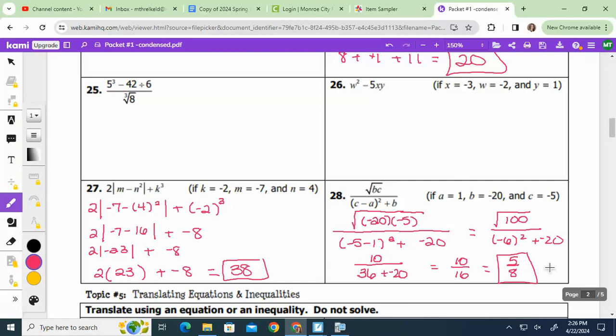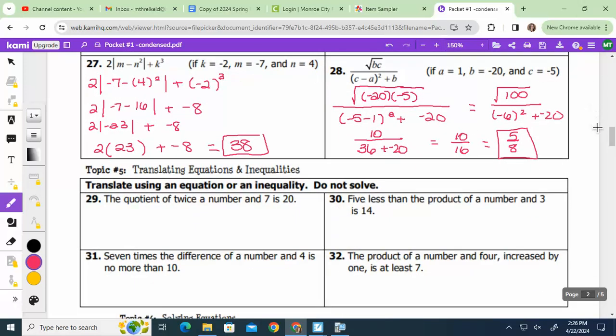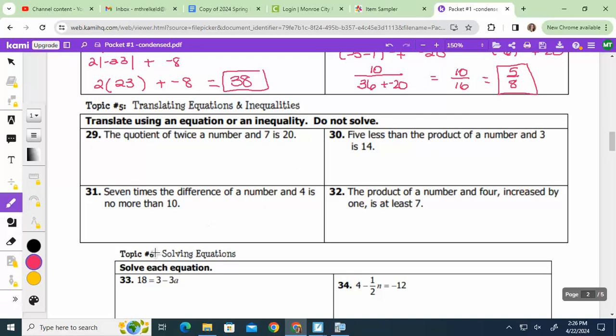All right, are we okay with order of operations? All right. Let's talk about the next one, number 29. If I just ask you to write this as an equation or inequality, we're not even going to solve it. So the quotient, what does quotient mean? Division. Product is multiplication, quotient is division. Okay, so I'm dividing twice a number. What would that mean? Yeah, twice means times 2, so 2x.